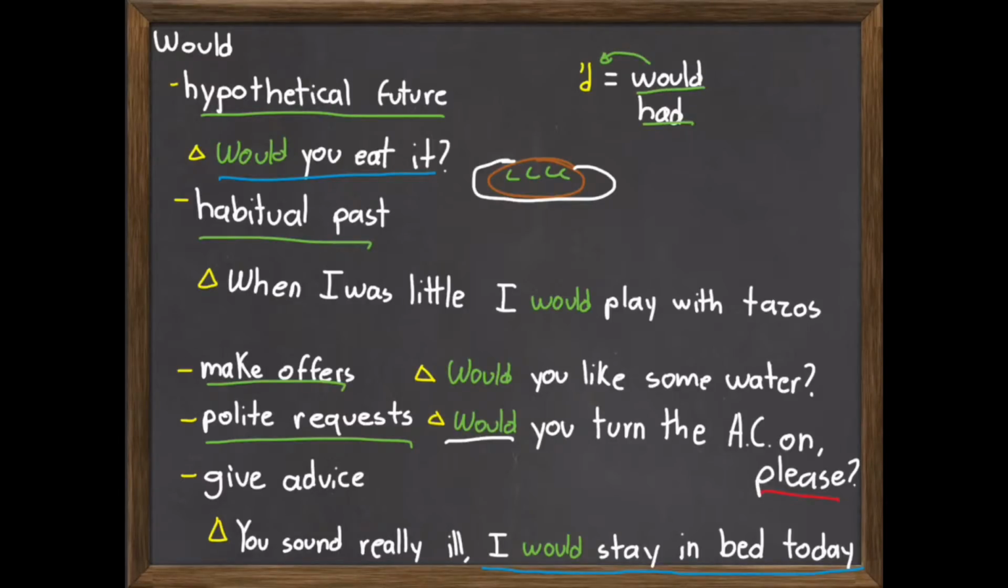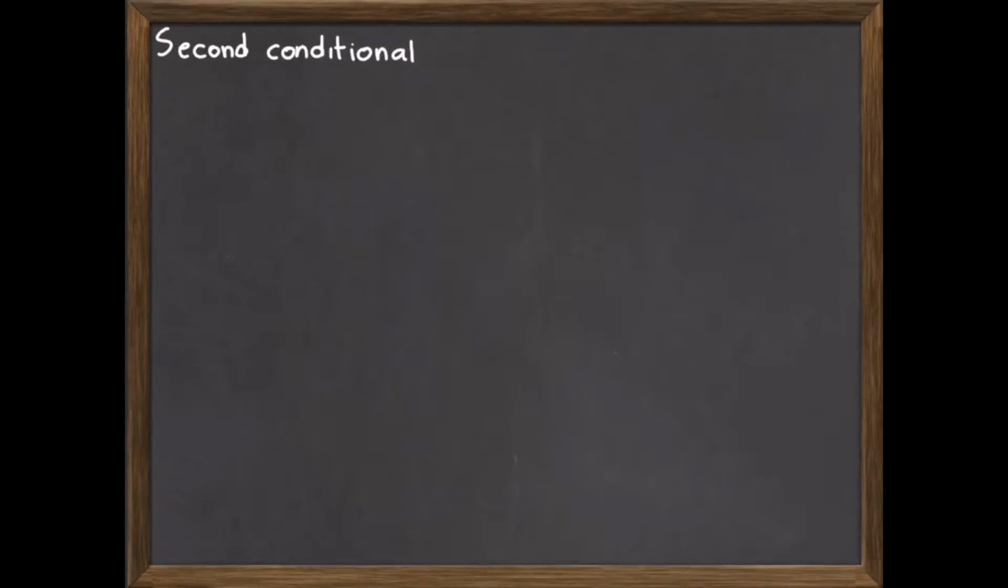Now let's look at the next part of the grammar section. Now let's look at the second conditional. Here we're going to look at the structure, but we're not going to look at specific examples because the time doesn't allow us to look at an example for each of the rules. But we will look at some rules, and I'm going to say out loud an example sentence. First, let's look at the structure.